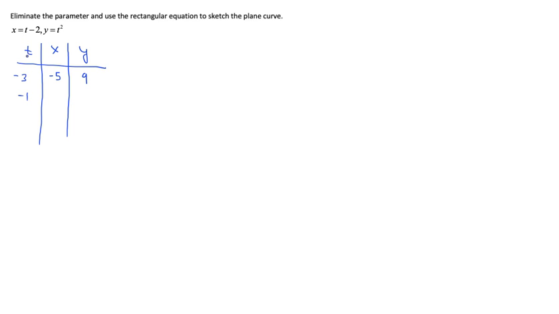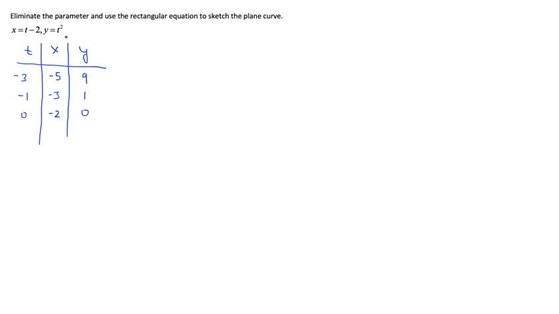So -1. When t is -1, x is -3. y is going to be -1 squared, which is 1. And we can keep going along here, but we notice, yeah, we can do this, but it may take a while. Who knows what graph we'll get. So eliminating parameters sometimes is a better option.